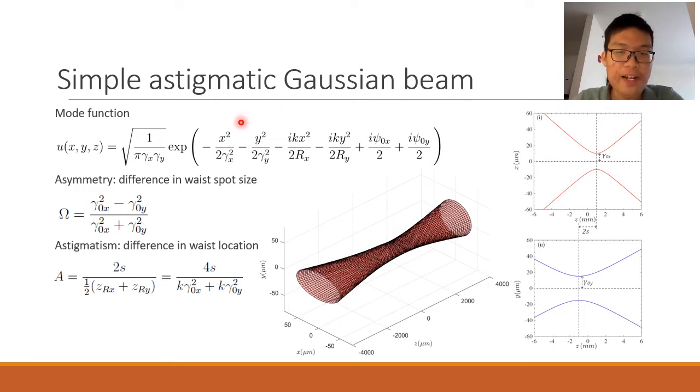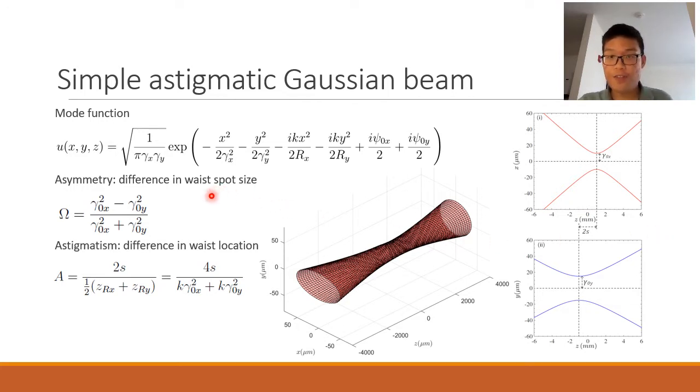So for this beam, as you can see here in the mode function, the beam radii in the x and the y directions are no longer equal. The same with the radii of curvature in the x and the y direction. So the cross sections would be elliptical, and we would have ellipsoids of constant phase instead of spheres. And here are the cross sections in the x and the y direction.